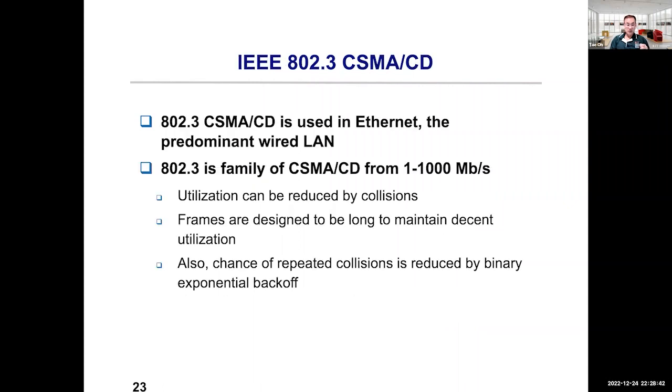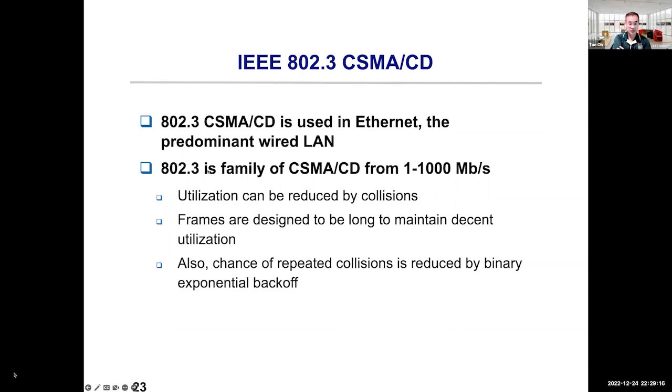Let's take a look at this one. 802.3 CSMA/CD is usually Ethernet, and predominantly it's a wired local area network. The CSMA came from, remember that in Hawaii, different wireless, collision and all that, but this one is applied more in the wired arena. And a very similar approach is being applied in the wireless area as well. Okay.